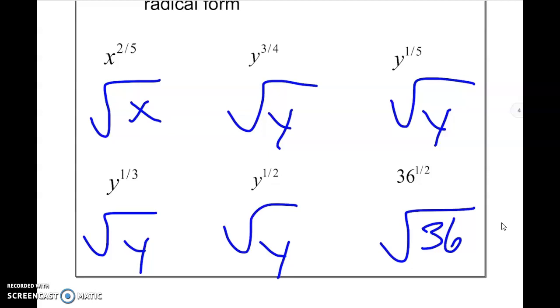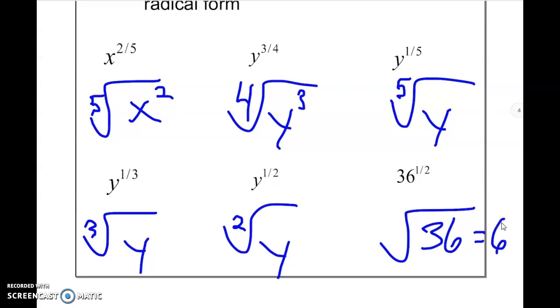So in this first one, remember, numerator goes with the base, denominator is your index. Okay, numerator goes with base, denominator, index. If it's a square root, I don't need to write a 2 there, but if you do, that's okay. All right, here I've got the square root of 36.